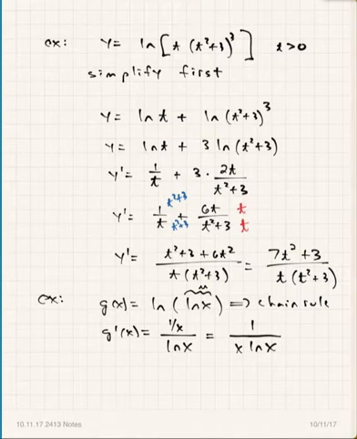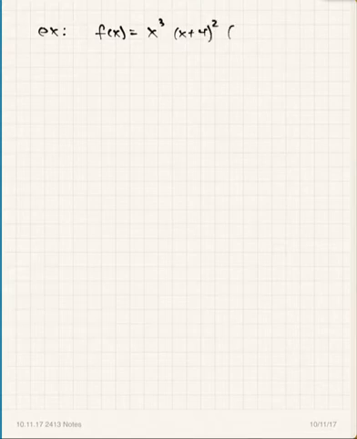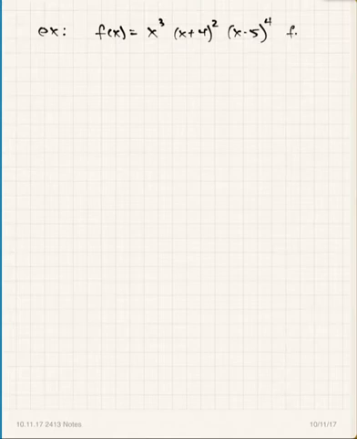All right, so the next problem I want to look at, you're going to wonder at first why this is in here. You have f of x is equal to x cubed times x plus 4 squared times x minus 5 to the 4th power. And I want to find f prime on this problem.